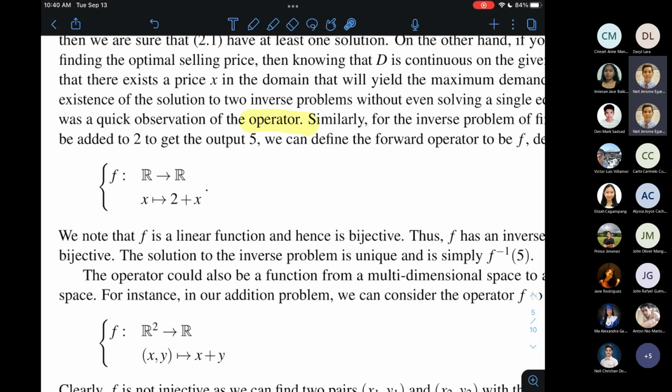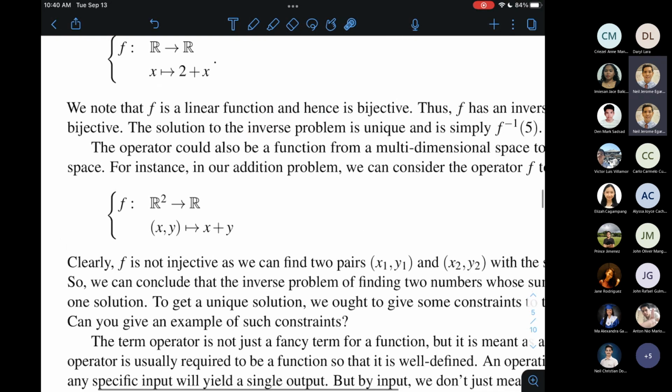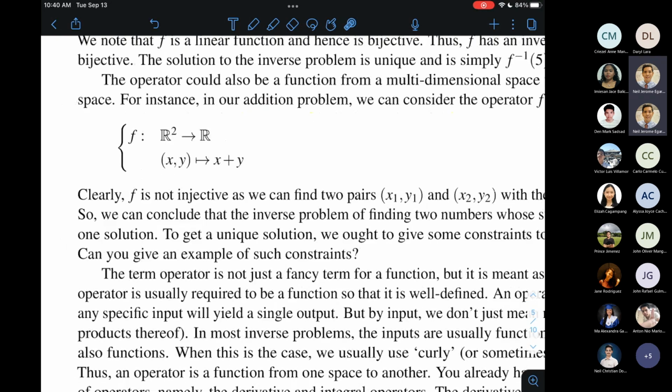But that's for later. Let's play first with the notion of operators, because a grasp of operators as mathematical objects will be crucial in discussing inverse problems. So as I said, the domain of our operator can be more complicated. For instance, our operator can map from a two-dimensional set to a one-dimensional set.